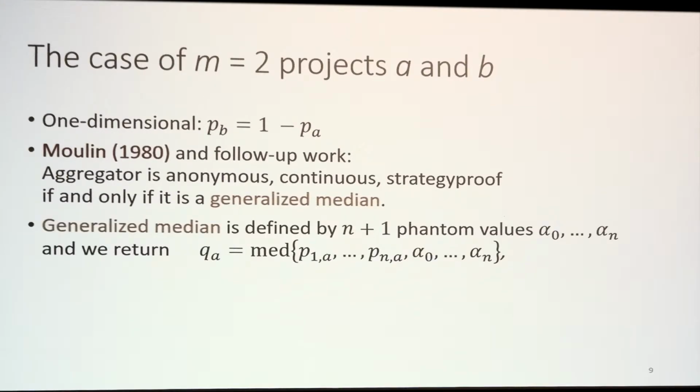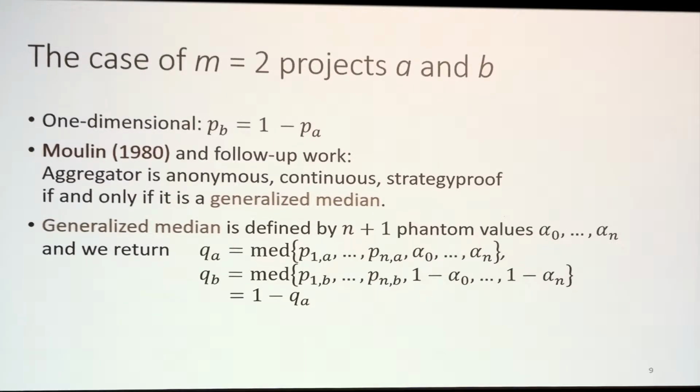So what's a generalized median? A generalized median is a mechanism defined or parameterized by n+1 phantom values, alpha naught through alpha n. And what it returns is the median of the n voter reports and the n+1 phantom values. So this is basically one-dimensional. Because I want to generalize to 3 dimensions and more later, let me also write in here what we would output for the second dimension as well, which would be the median of the voter reports on the second dimension and 1 minus all the alphas.